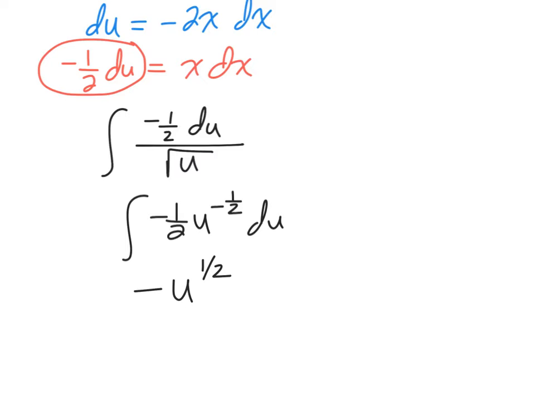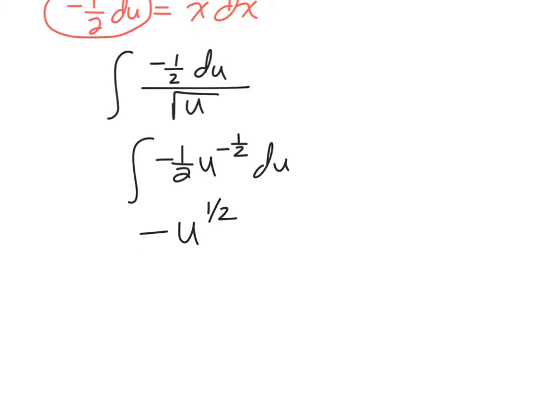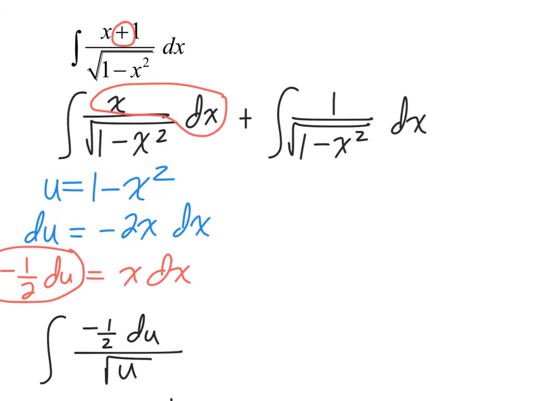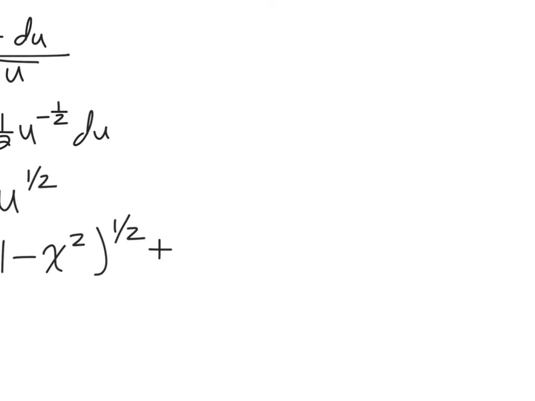All right. So we'll pop back our u, which was 1 minus x squared. So we're looking at negative 1 minus x squared to the 1/2. The other part was the inverse sine, right? So arc sine plus c.